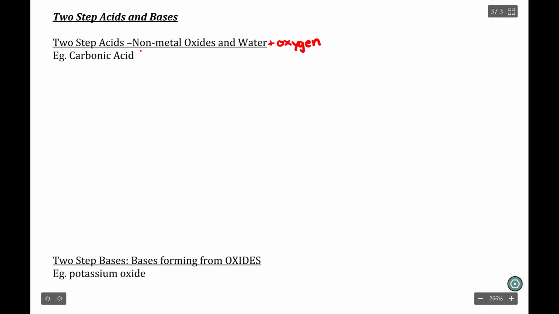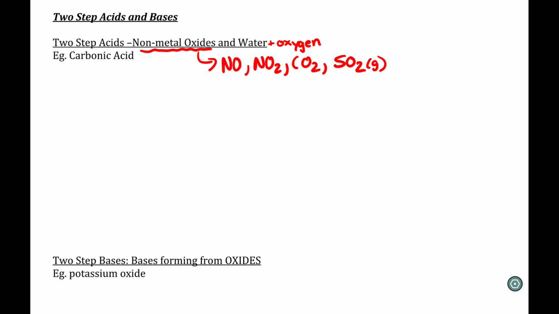And if you're wondering, what are you talking about, these non-metal oxides? I'm talking about things like nitrogen monoxide or nitrogen dioxide or carbon dioxide, sulfur dioxide gas. Okay, these are all gases. And when they mix with water, either in the atmosphere or when they're bubbled through water, when you make pop or soda, they have an acidic effect. The most common one that you'll probably see is carbonic acid forming from carbon dioxide.